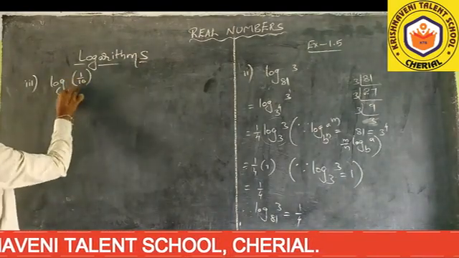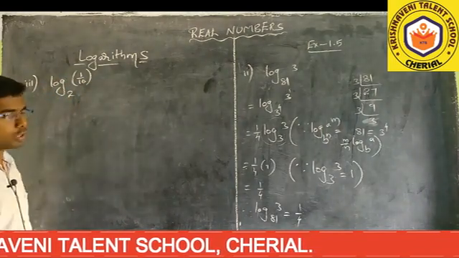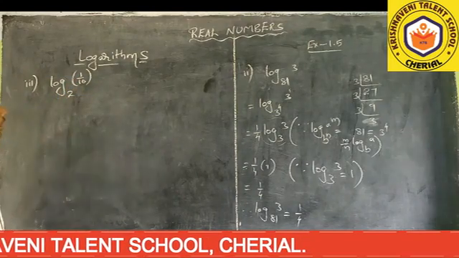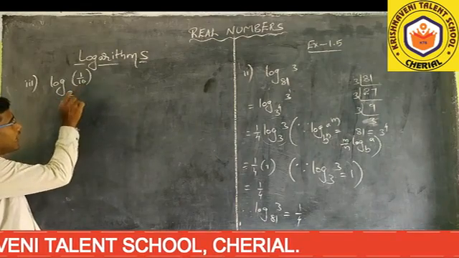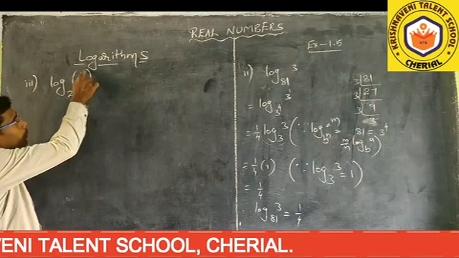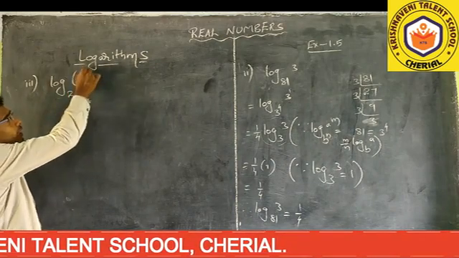Log 1 by 16 to the base 2. Now we have to find the value of log 1 by 16 to the base 2. Now we observe the difference between that problem. Here the number is 1 by 16 and the base is 2. Here the number is in the fractional form and the base is a natural number, or indirectly a real number.